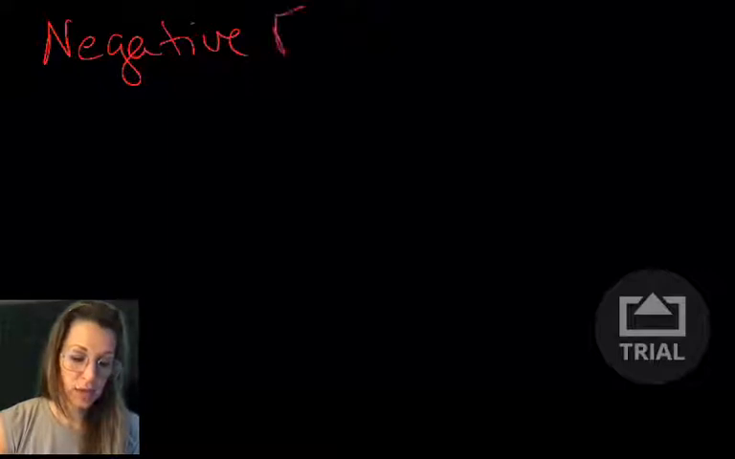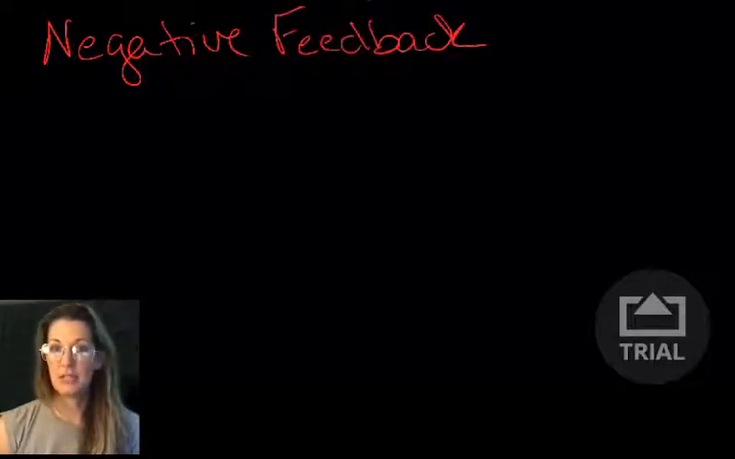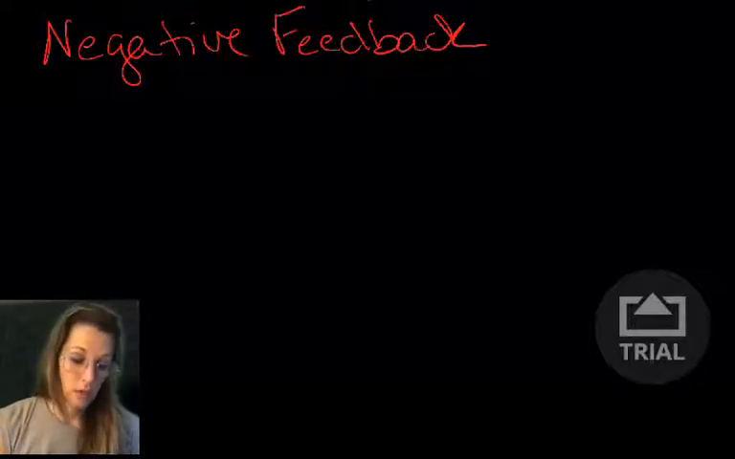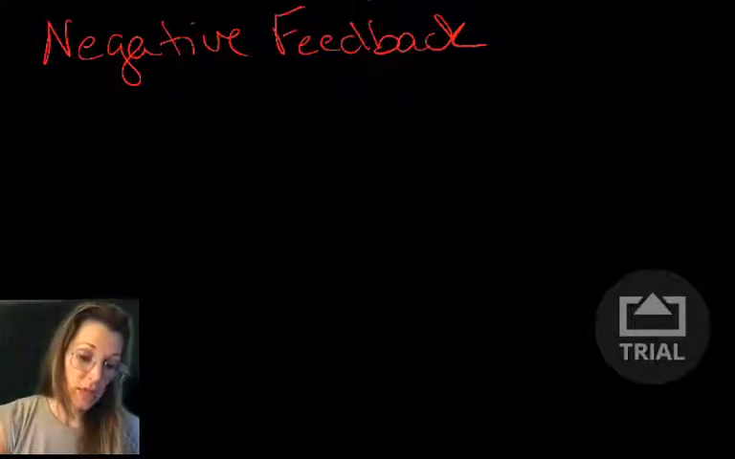And this is the primary way homeostasis is maintained, through negative feedback. We've had lots of different examples of negative feedback. So the one that I'm going to walk us through when discussing the elements of negative feedback is regulating blood calcium levels.